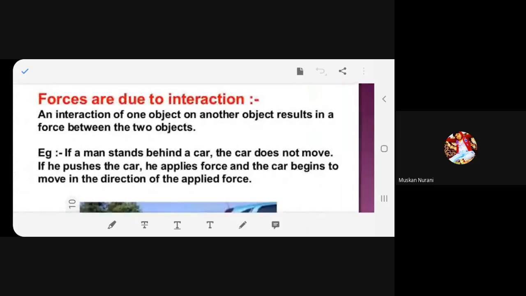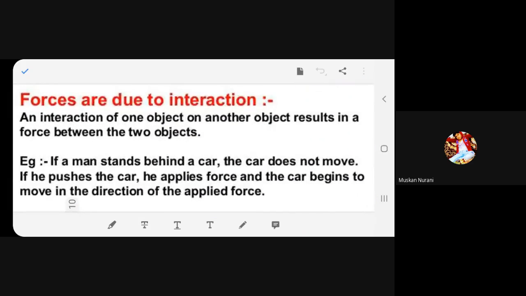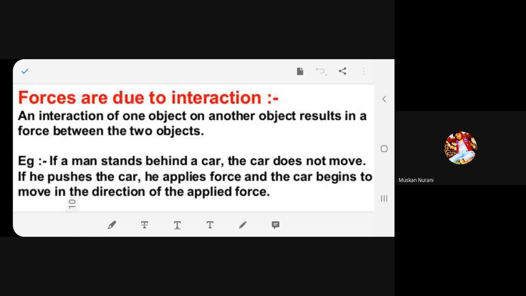Now you see, what exactly is force? It is due to interaction. And what sort of interaction do we get? Let's see. Please read. Forces are due to interaction. An interaction of one object on another object results in a force between the two objects.